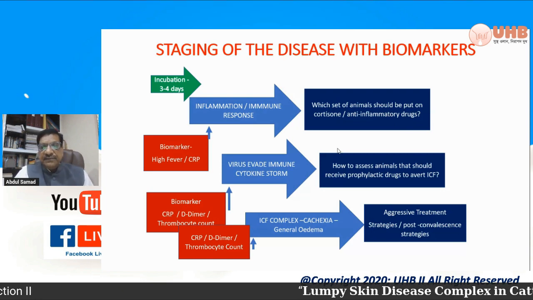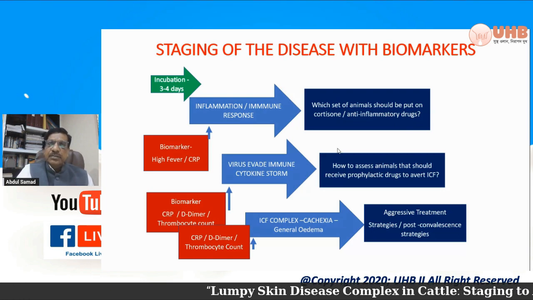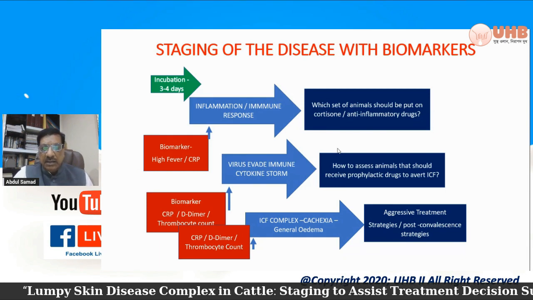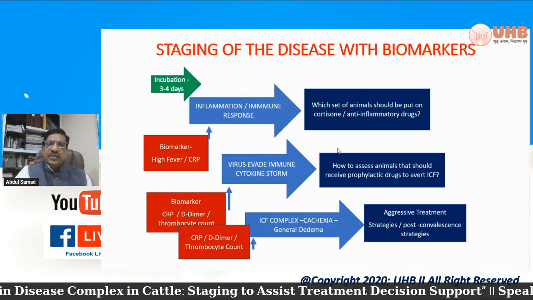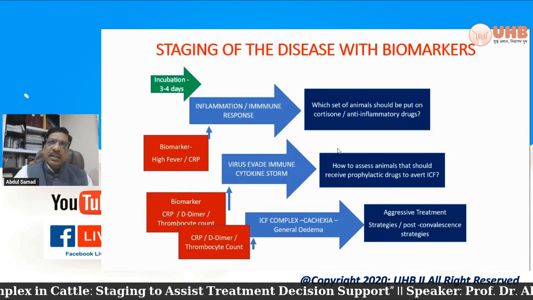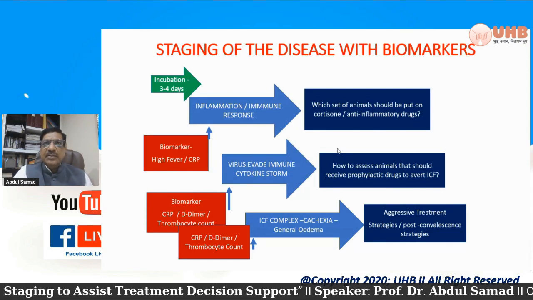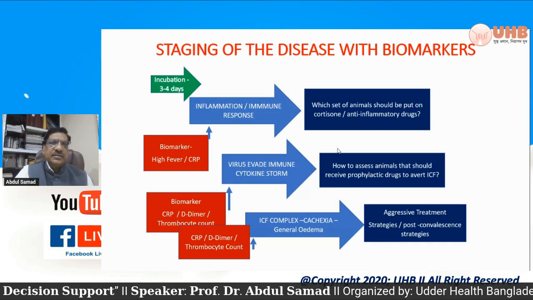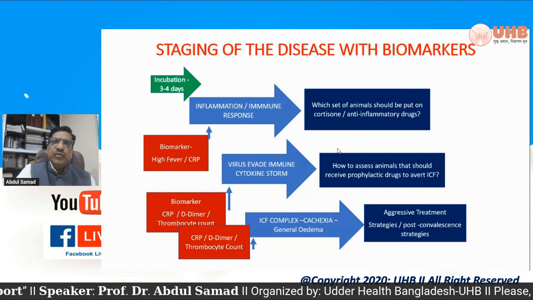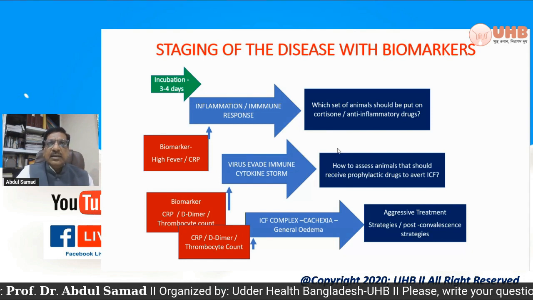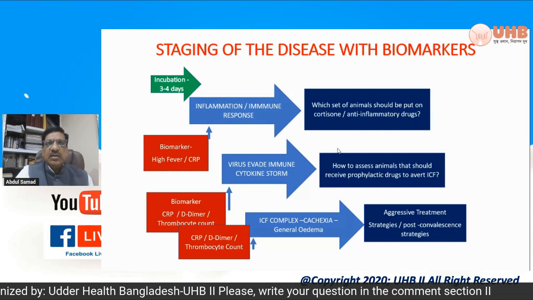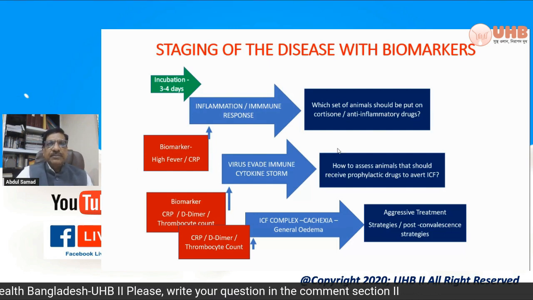Now, this ICF complex then graduates into what we call the chronic stage, which is cachexia, generalized edema, and then most of these animals will die of different kinds of secondary infections, bleeding, and very extensive wounds, and those who survive will remain cachexic and have different complicating signs for a very long period of time.